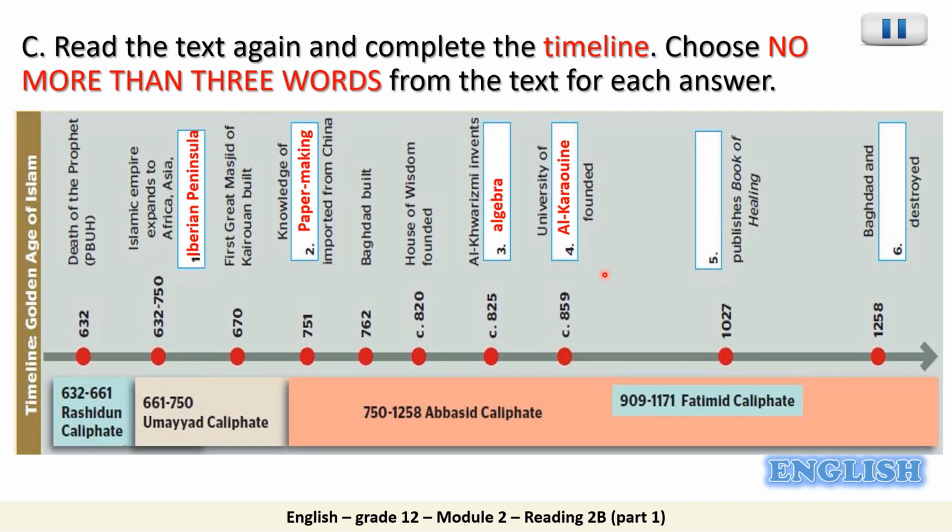Excellent. And what do we have in here? Ibn Sina publishes Book of Healing. So Ibn Sina was the one who wrote that book. And finally, in 1258, Baghdad and the House of Wisdom was destroyed. Great job.